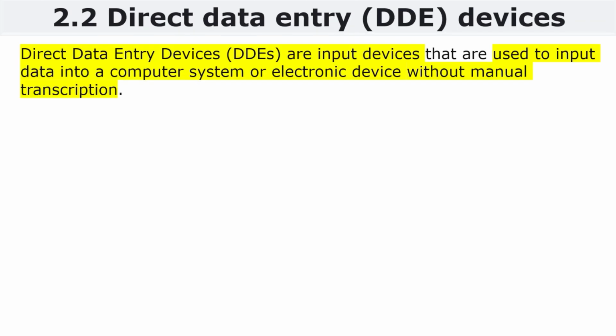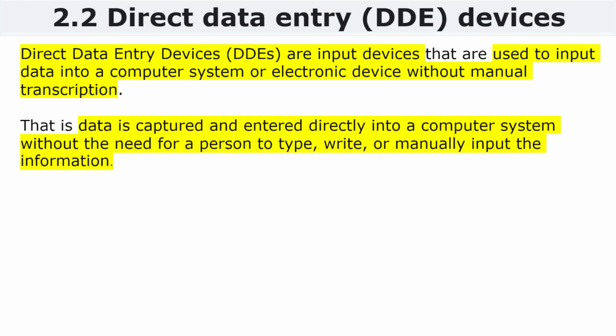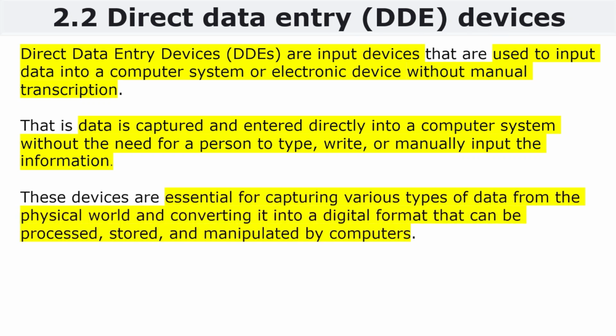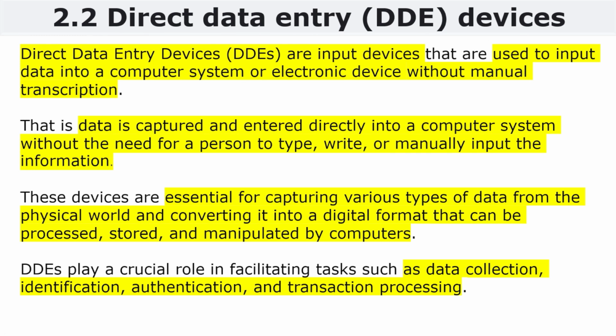All right. Direct data entry devices are devices that are also used to input data without manual transcription. What we mean by manual transcription is that you don't need to type anything or write anything manually. These devices are very useful for capturing data from the physical world and converting it into a form that can be processed, stored, or manipulated for later use.